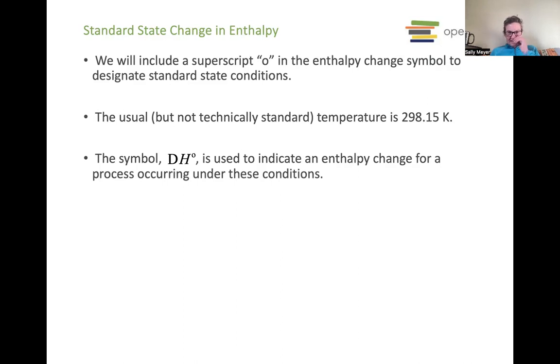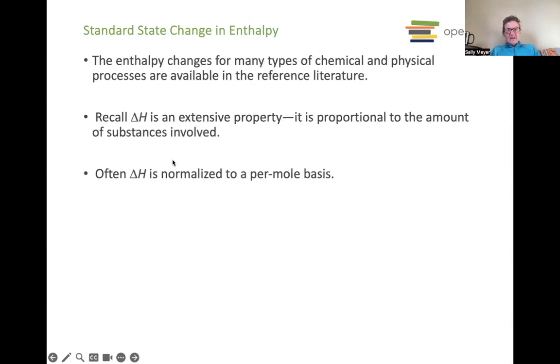And so this symbol, this D right here should be a delta. So the symbol delta H with that little knot sign indicates it's the enthalpy change for a process under these standard state conditions of 1 bar pressure and 298 Kelvin. So that D right there should be a delta sign. So the enthalpy change for many types of reactions are available in the literature.